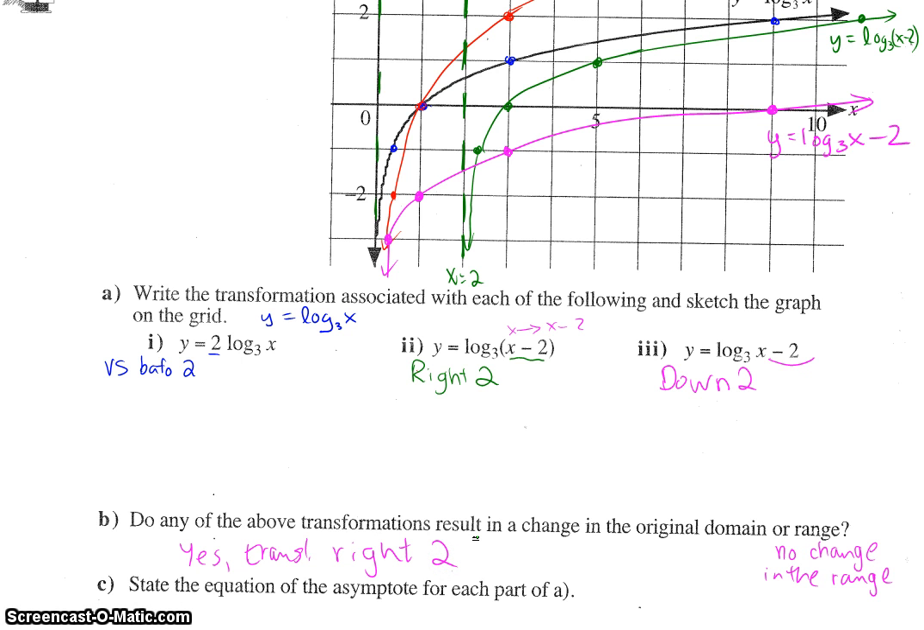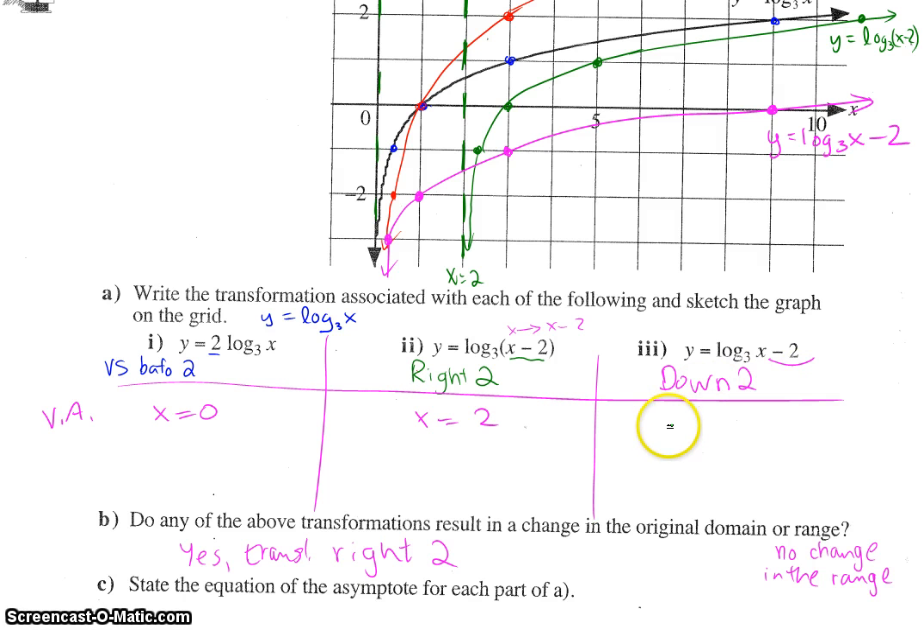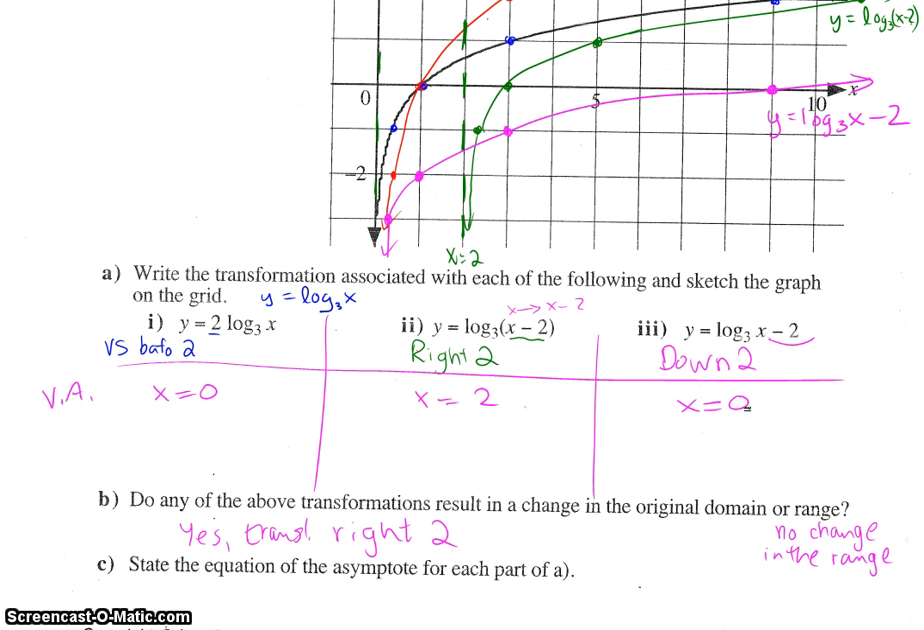All right, state the equation of the asymptote for each part A. So for the first graph, our vertical asymptote would have been x equals 0 because it was only a vertical stretch. This one, when it moved right 2, our new asymptote became x equals 2. And for the third graph, it didn't move left or right, so it still was x equals 0. So in other words, the asymptote was affected by the right 2 as well. Okay, let's look at the next page.